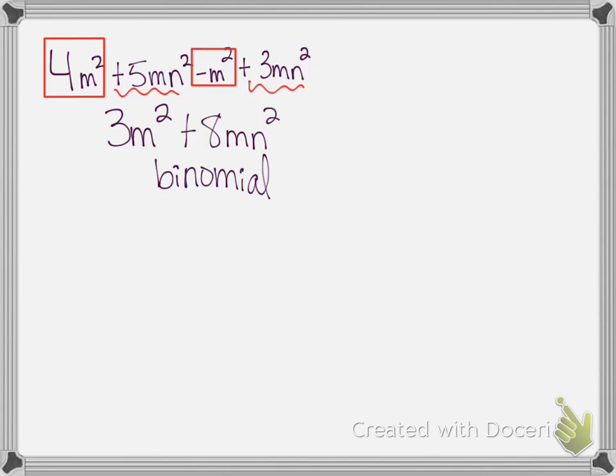They also want us to state the degree. So what is the degree of just the first term? 2. The degree of the other term? 3. So we choose which one? 3. The highest one. So our degree is 3.